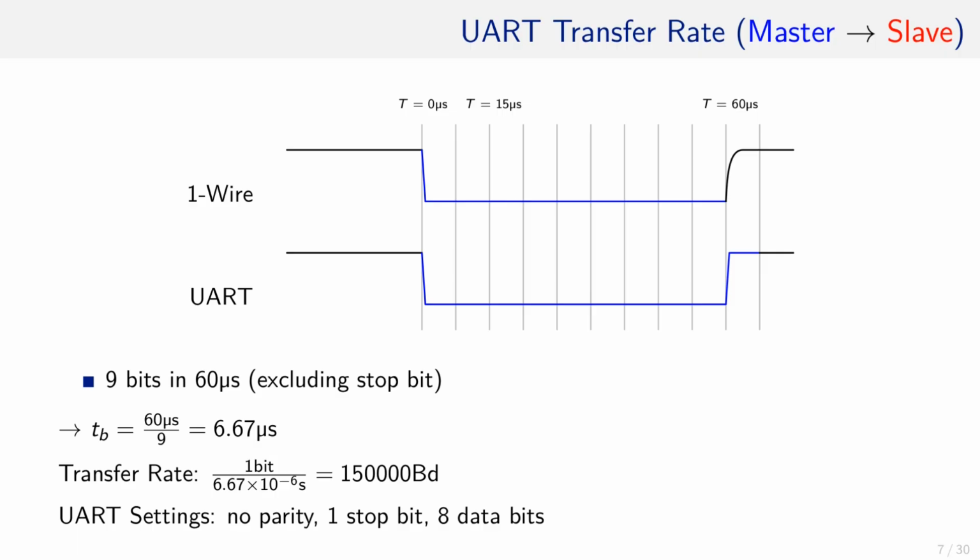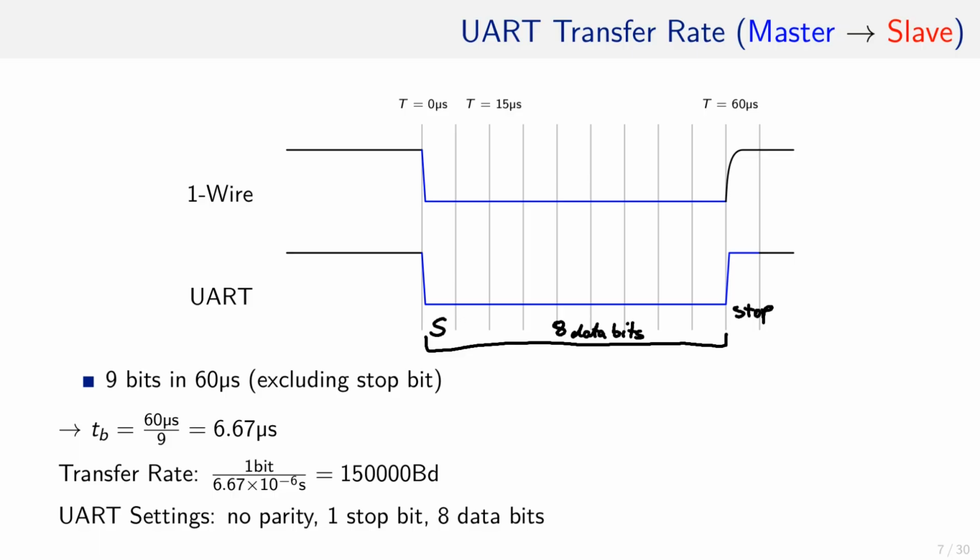First, the transfer rate. Let's say we transfer 8 data bits. That means, including the start bit, all 9 bits, that is the start bit and the 8 data bits, need to be transferred within 60 microseconds. The stop bit is high, so this is outside of the one-wire frame.